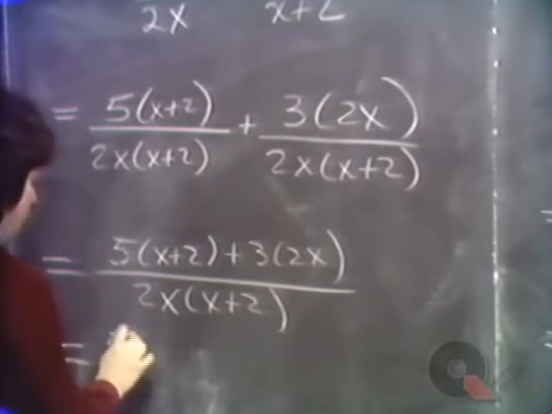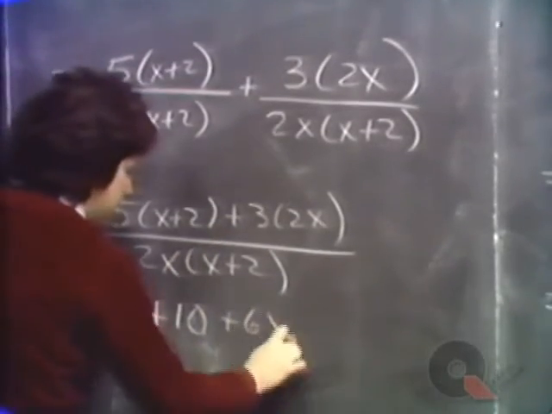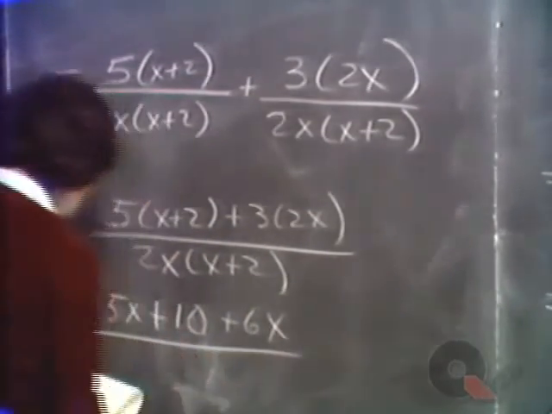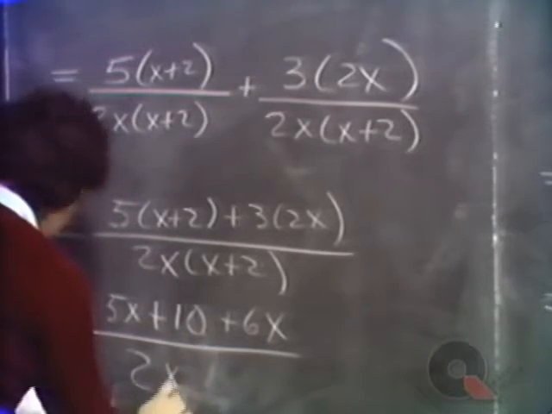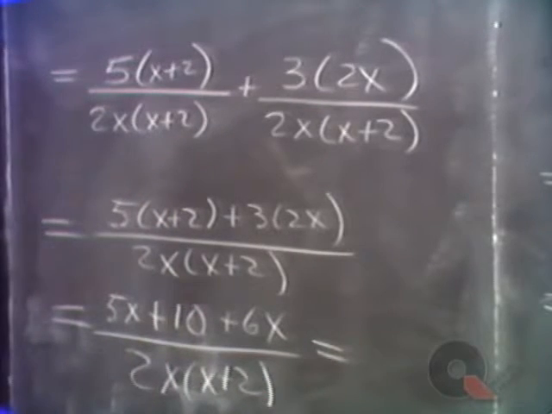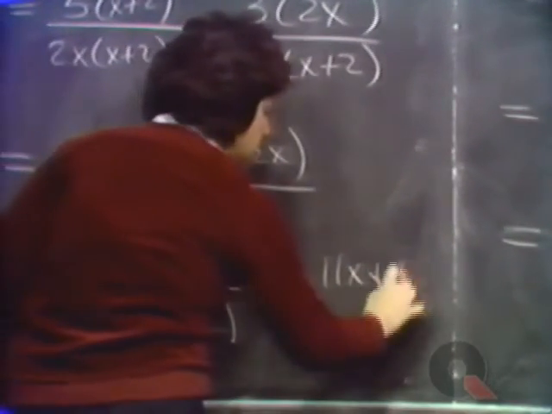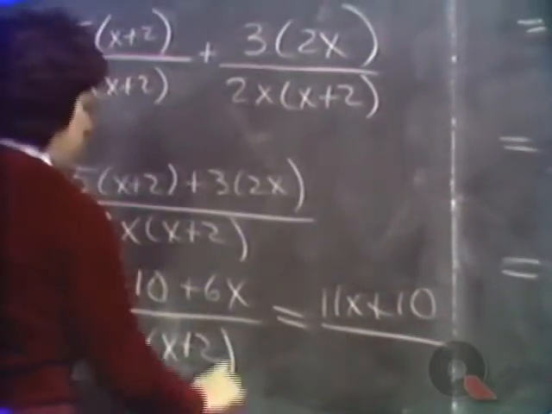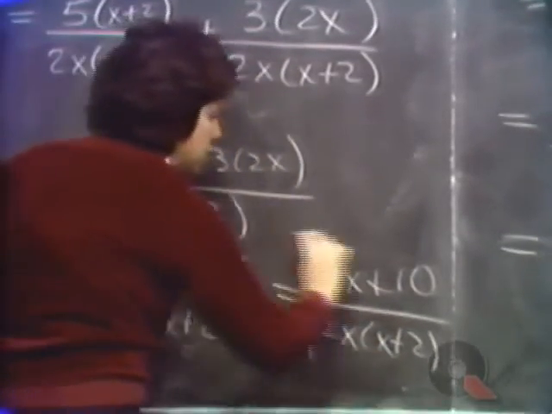Distributing the 5, we get 5x plus 10, and here plus 6x over 2x times x plus 2. The 5x can be combined with the 6x to get 11x plus 10 here over 2x times x plus 2.